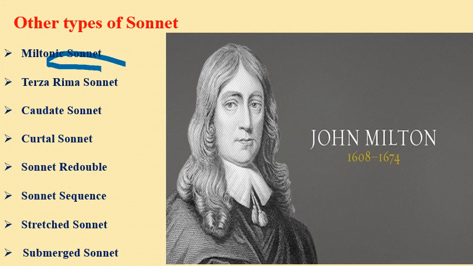Terza rima is a kind of poem. It is a poem of 14 lines, whereas a regular sonnet has only 10 syllables in each line, but the only difference here is that it has 11 syllables in each line. You can see 11 syllables in the terza rima sonnet.